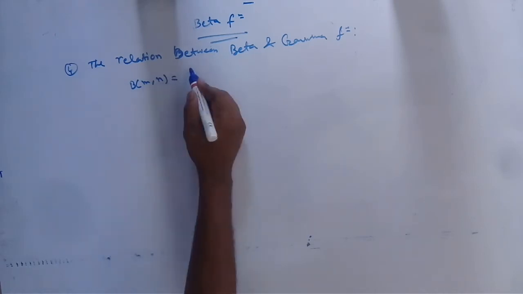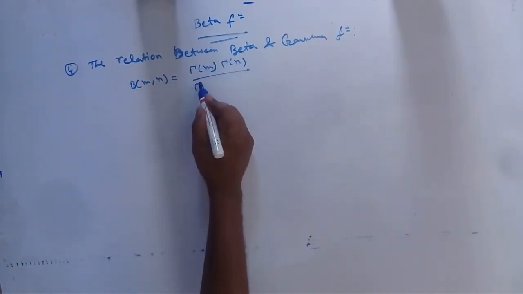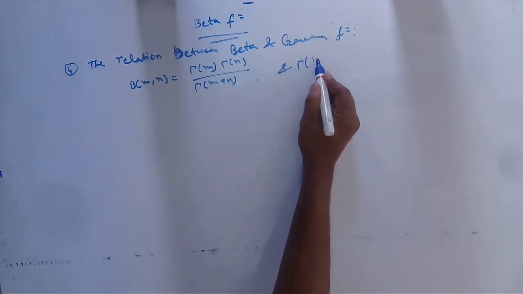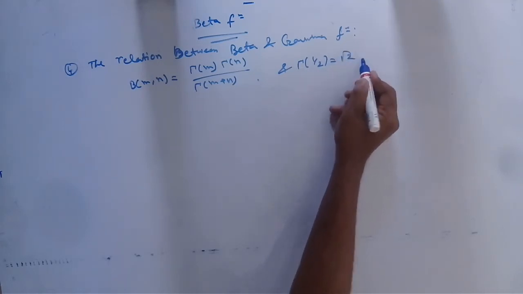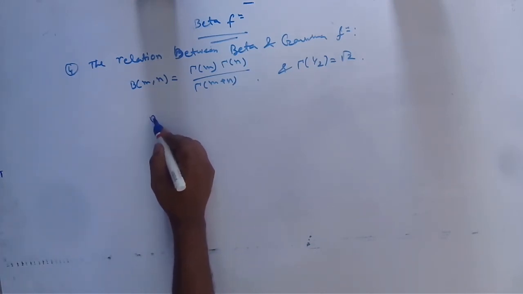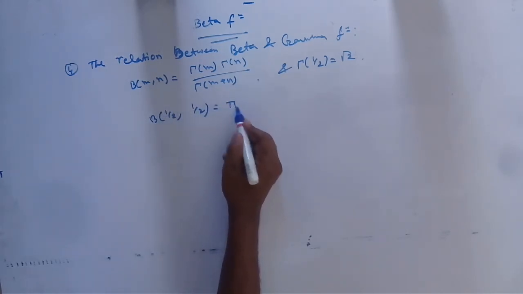So beta m,n equal to gamma m gamma n by gamma m plus n. And we know that beta half comma half equal to pi.